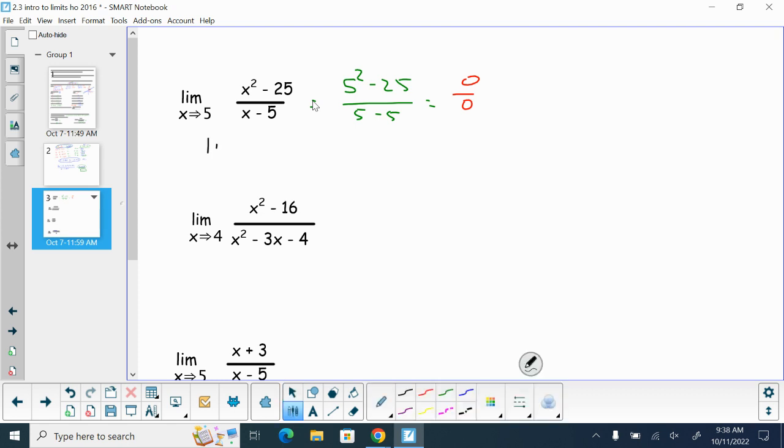Well, if we factor this, we have the limit. Don't forget to carry your limit along here. We have the limit as x approaches 5 of x plus 5 times x minus 5 over x minus 5. What happens to the x minus 5s? Yeah, they go bye-bye. They cancel out. So what we're left with now, don't forget your limit, is the limit as x approaches 5 of x plus 5, which now we can substitute in.